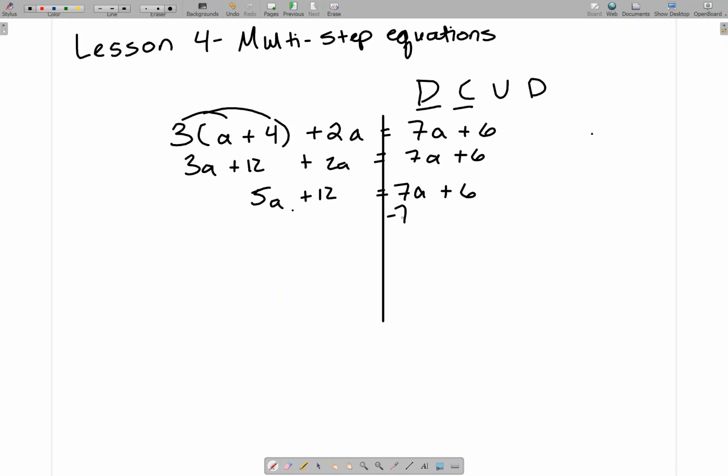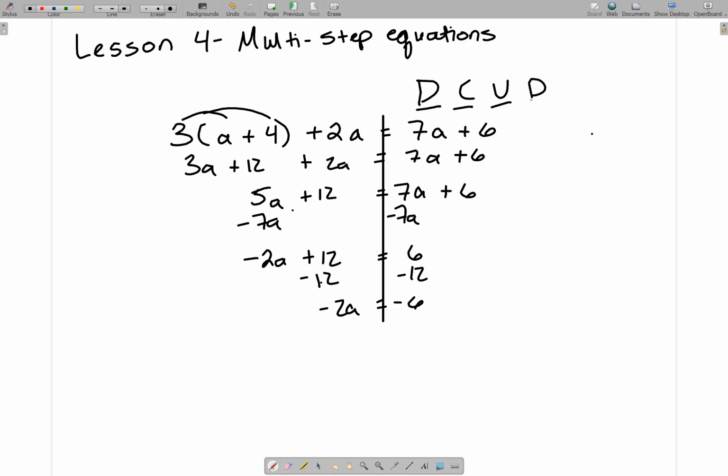And now variables left, constants right. So I'm going to minus 7a from both sides. So this makes negative 2a. Drop down plus 12 equal to 6. So variables left. Now I need to move my constants right. So minus 12, minus 12. So now negative 2a is equal to negative 6. So step 3 is done.